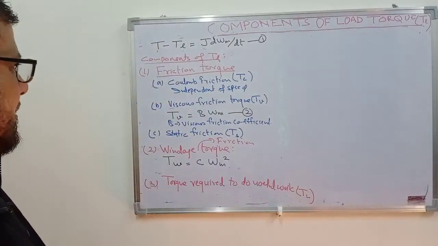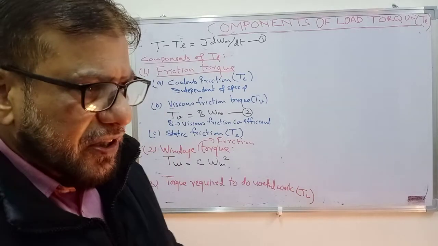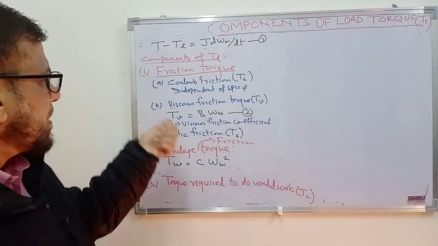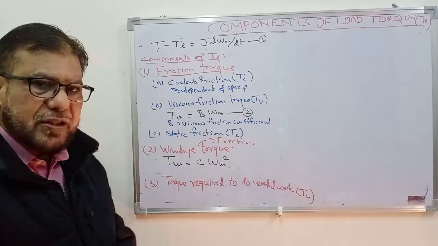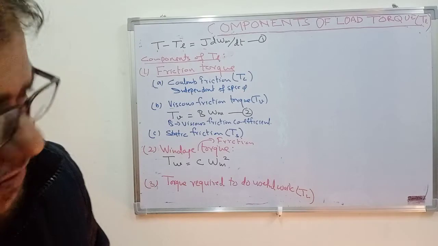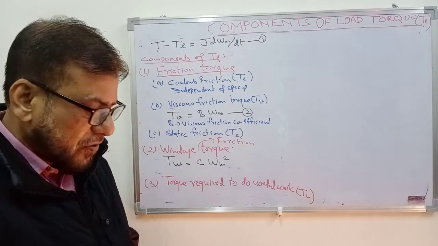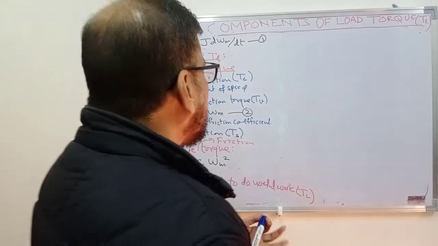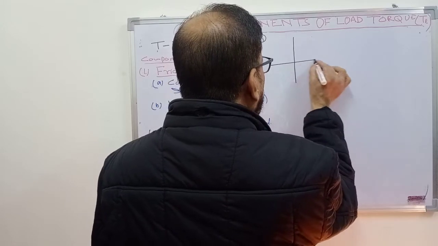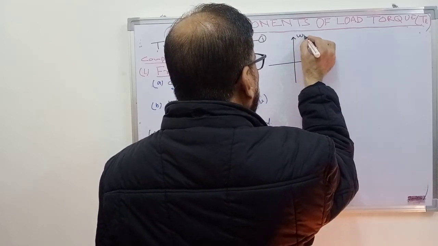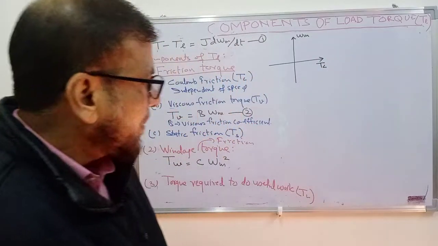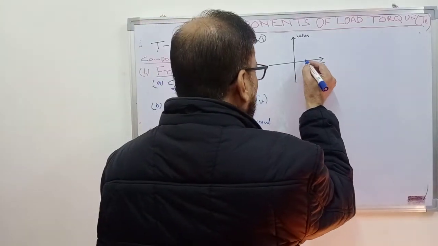Now let us discuss one by one. The friction torque, there are various types of friction that the motor has to overcome. One component of this friction torque is the Coulomb friction TC. This component is independent of speed. It remains constant at all the speed. So if I show it on the graph, it will be looking like this. It is speed on this axis and the Coulomb friction on this axis. So this Coulomb friction torque remains constant at all speeds like this.